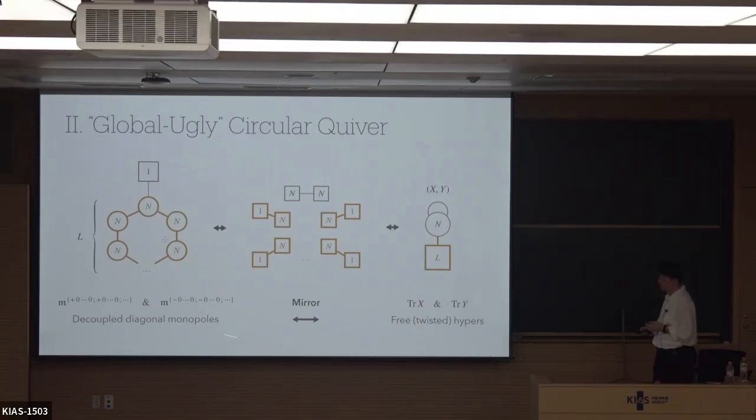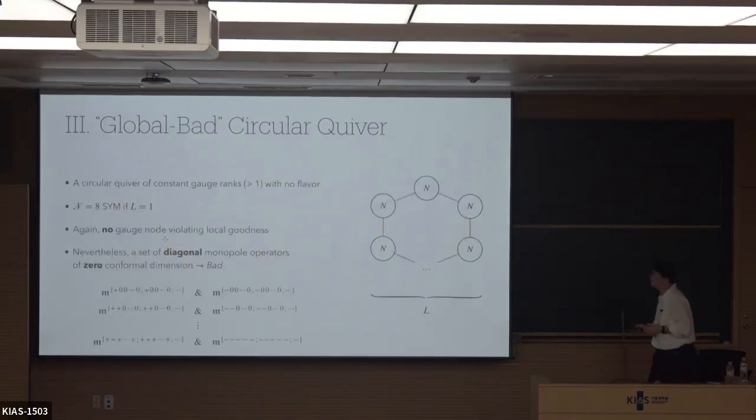Then you can check those decoupled diagonal monopole operators are mapped under this mirror symmetry to the trace part of this adjoint hyper, because it exactly has conformal dimension 1/2. So everything is consistent. Okay. We can apply the same procedure for this global ugly theory, and everything is consistent.